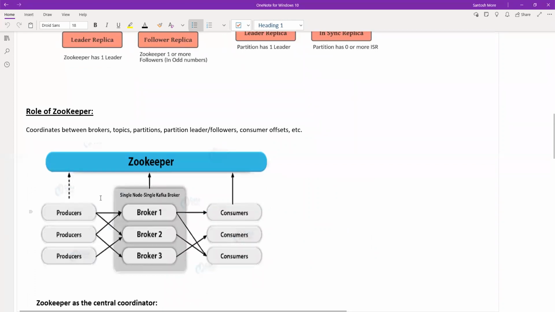If you look here, all these arrows are shown as dotted, and that is for a reason. All the producers interact with the Zookeeper, the brokers also interact with the Zookeeper, and the consumers also interact with the Zookeeper. That was the very initial implementation, the design architecture of Kafka, and therefore the role of Zookeeper is very important.